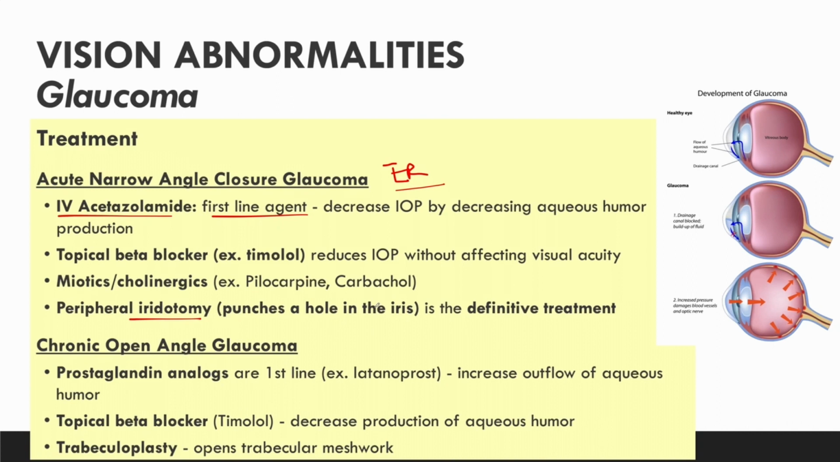For chronic open angle glaucoma, we give prostaglandin analogs like latanoprost. They're drops that we give. And also topical beta blockers. And then if these medications don't work, you can do trabeculoplasty where you kind of open up the meshwork.